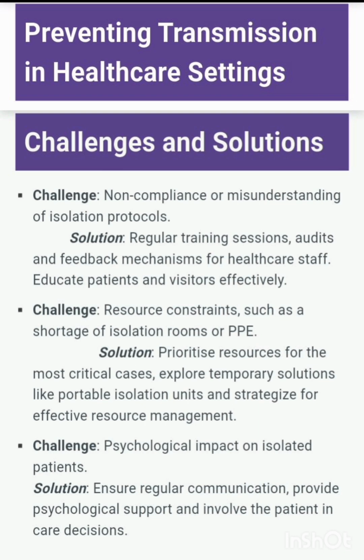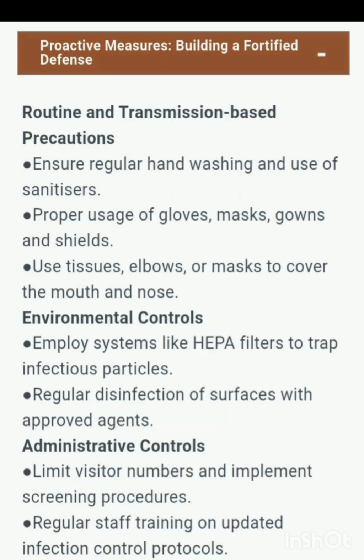2. Resource constraints, such as a shortage of isolation rooms or PPE. Solution: prioritize resources for the most critical cases. Employ temporary solutions like portable isolation units and strategize for effective resource management. 3. Psychological impact on isolated patients. Ensure regular communication, provide psychological support, and involve the patient in care decisions. Now, we will look at the measures taken to prevent transmission in healthcare settings.